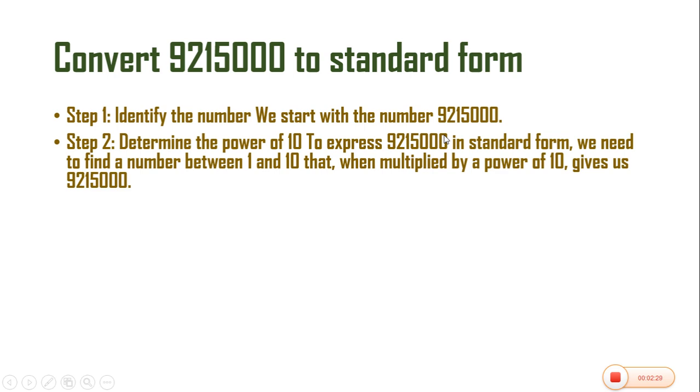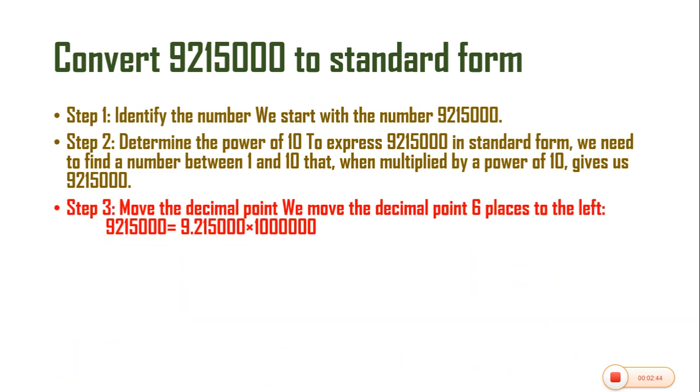Step 2. Determine the power of 10 to express 9,215,000 in standard form. We need to find a number between 1 and 10 that, when multiplied by a power of 10, gives us 9,215,000. Step 3. Move the decimal point 6 places to the left. Remember that 9,215,000 is 7 digits. So when we subtract 1, we have 6. That's why we're moving the decimal point 6 places to the left.